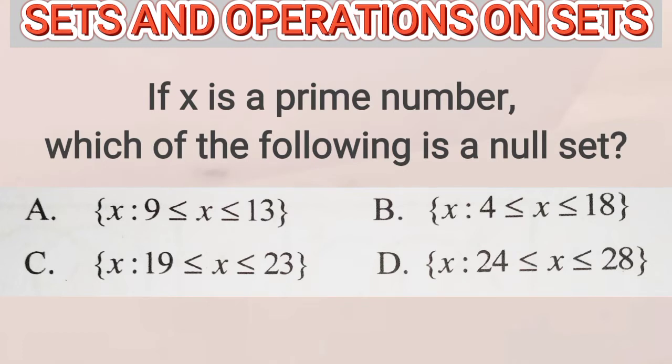Now, if we say null set, we are talking about a set which does not have any member. There is no member in the set. The set is empty. So of the descriptions given to us in the question, which of them do you think will provide a set which will not have any number or any member? Let's solve them one after the other and see how things will be.